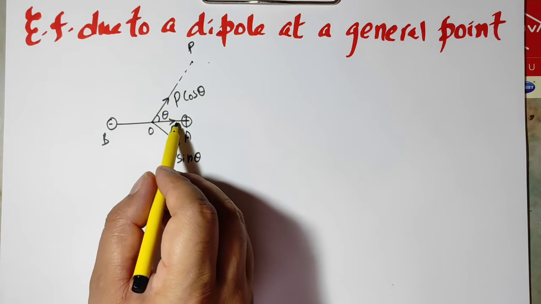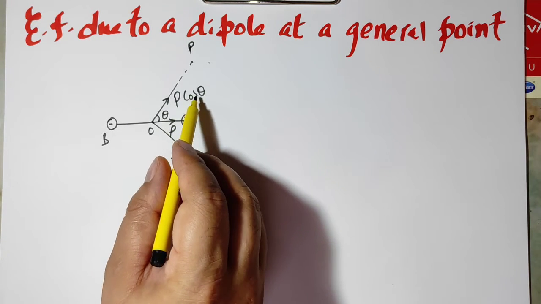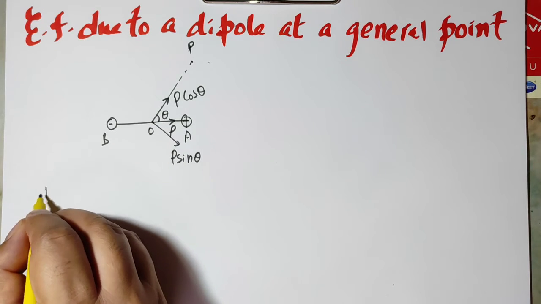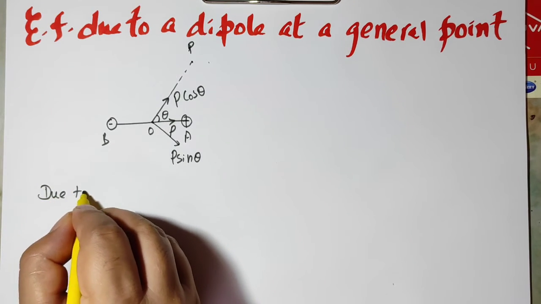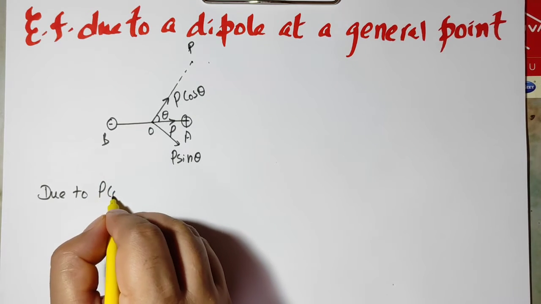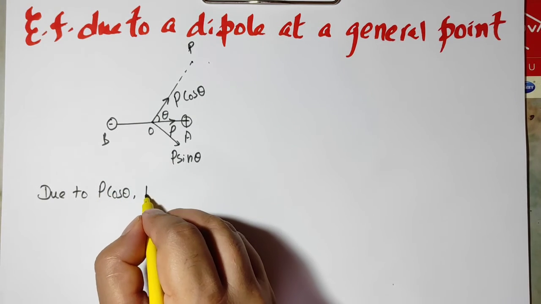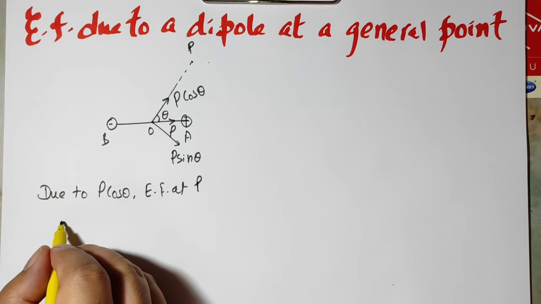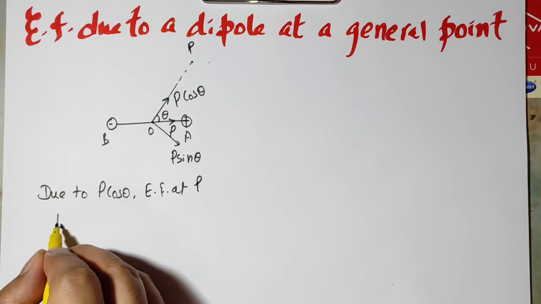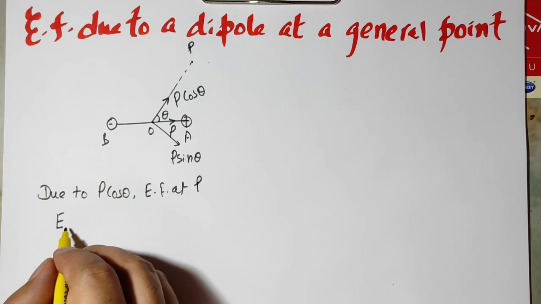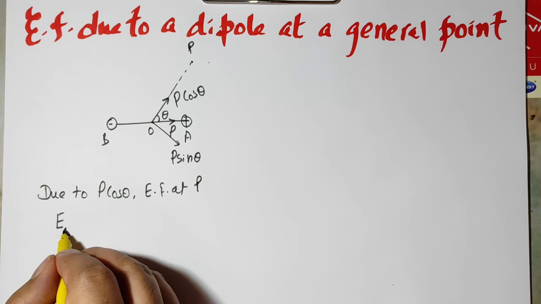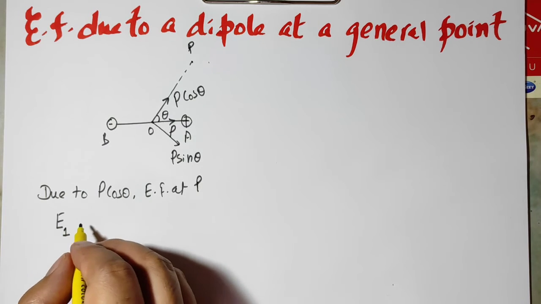Now forget this P here and just keep P cos theta and P sin theta in your mind. Due to P cos theta, electric field at P is what? So you can just write E1. Just don't consider this perpendicular, it is E1.